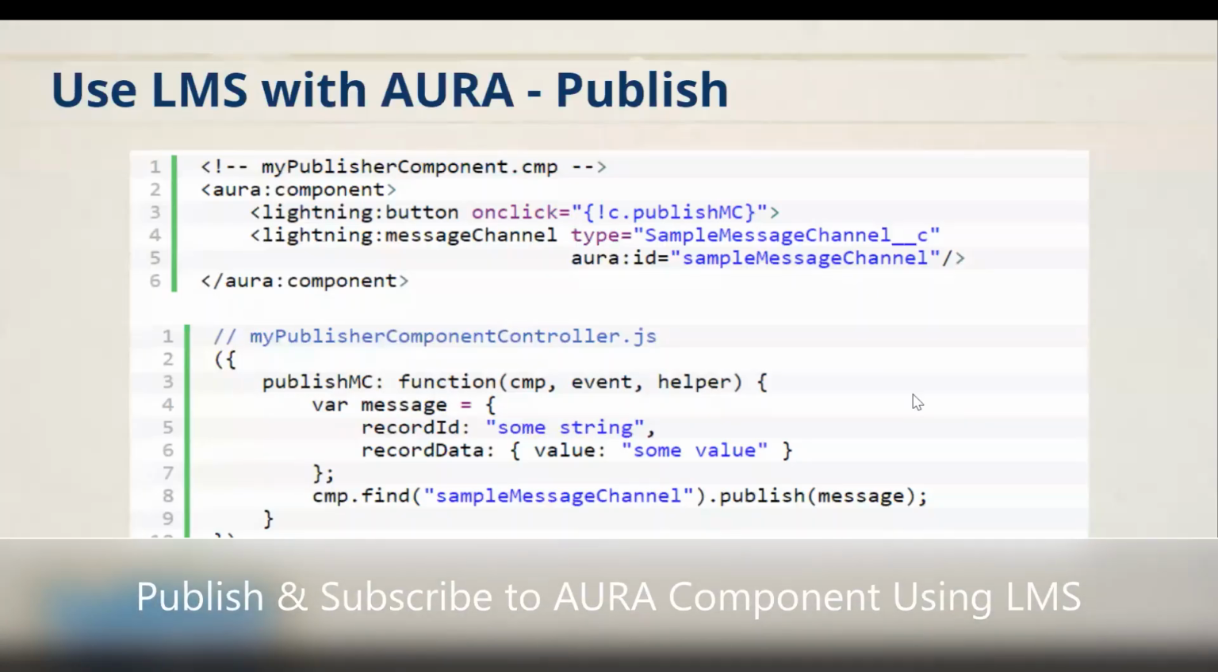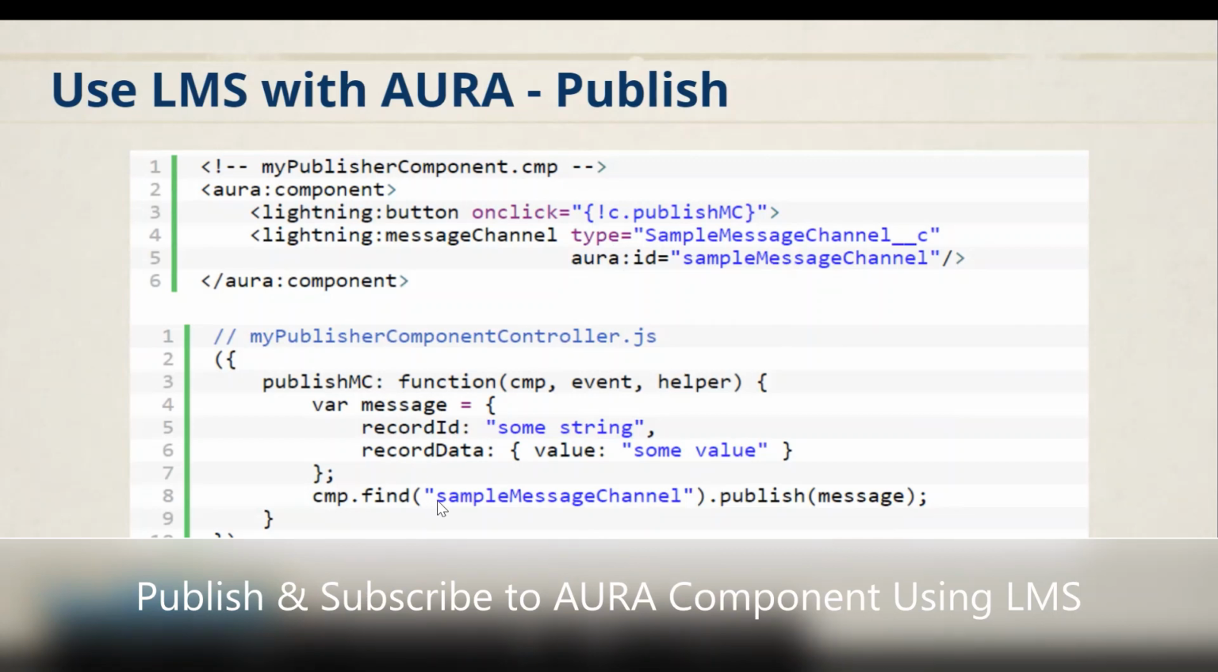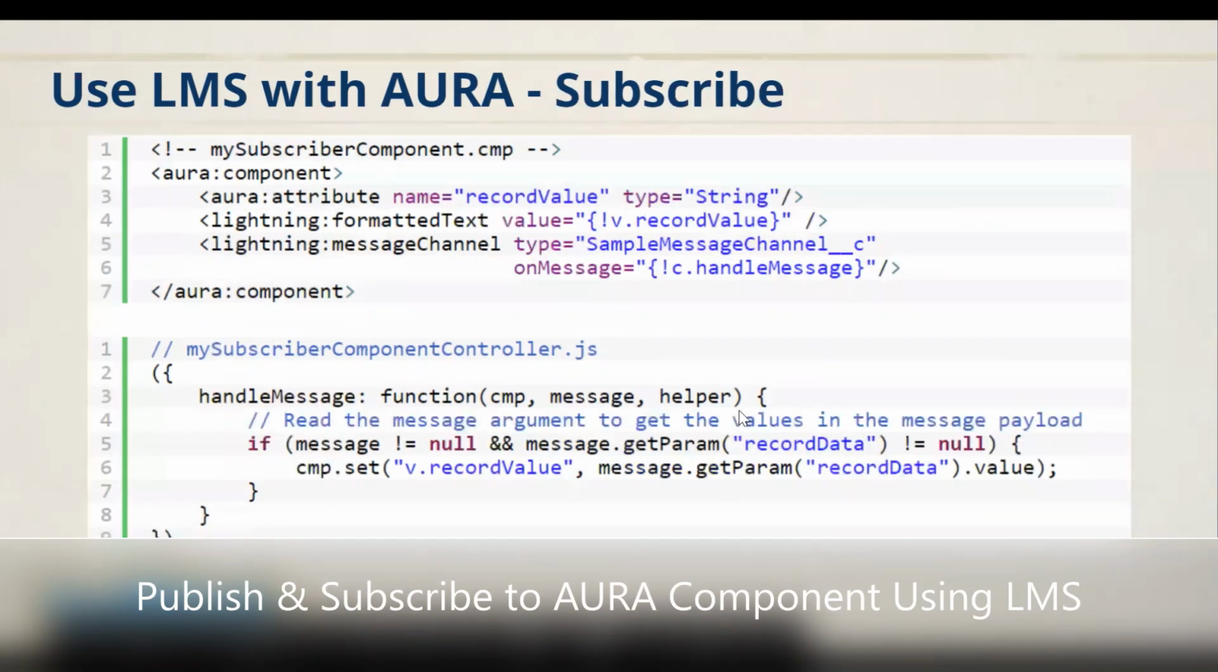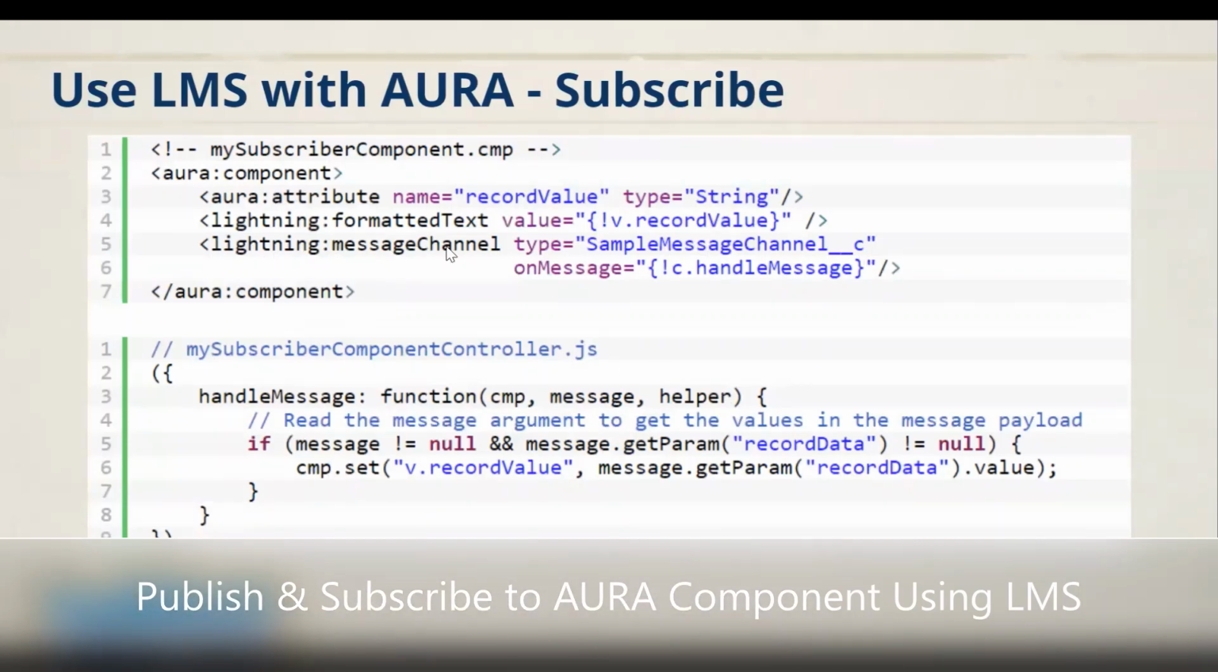To use LMS with Aura for publishing to the lightning message channel, we need to define lightning:messageChannel, in the type the message channel name, and an aura:id. We need to specify that aura:id to bind from the component level and publish the message. From the subscriber component, again, we need to define the lightning message channel, and in the type, we need to specify the lightning message channel name.